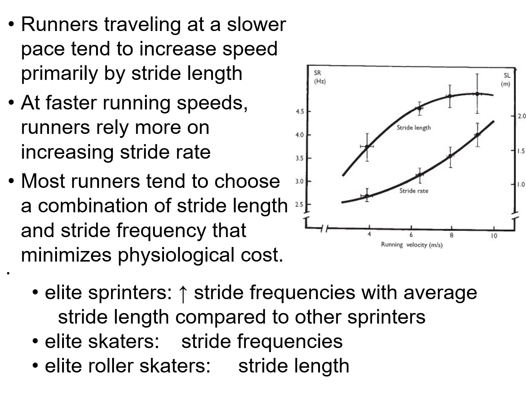So we look at elite sprinters, they increase stride frequencies with average stride length compared to other sprinters. If we're looking at ice skaters, they increase their stride frequencies. If we're looking at roller skaters, they may increase their stride length. It depends on what is the most efficient way. Is it increasing stride frequency or increasing stride length?